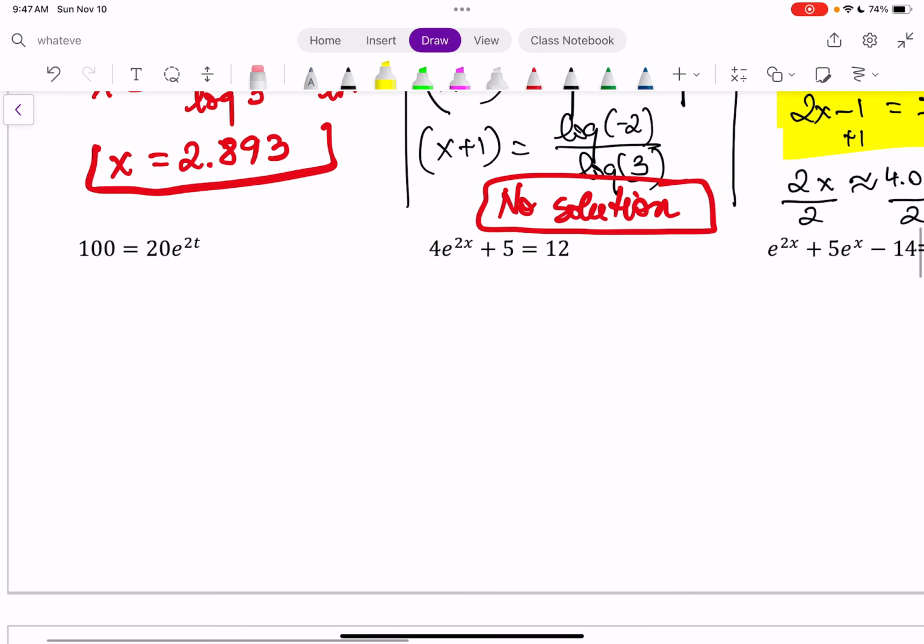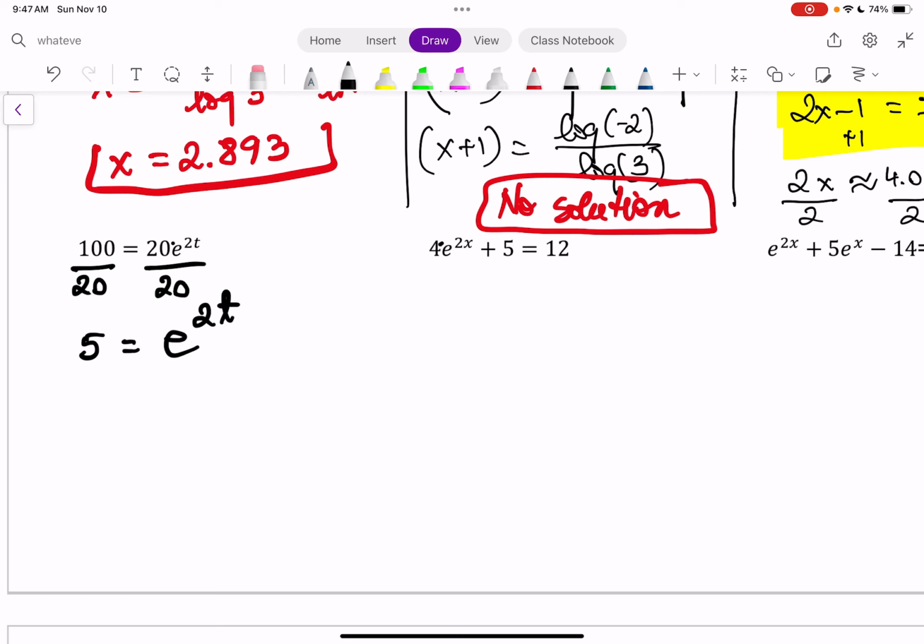Here it is. Now, this equation here has a little bit extra layer because, as you see, the exponential is not yet by itself. So we have to get to the exponential first. So let's clean it up. I'm going to divide by 20 first, and I'm going to get a 5.